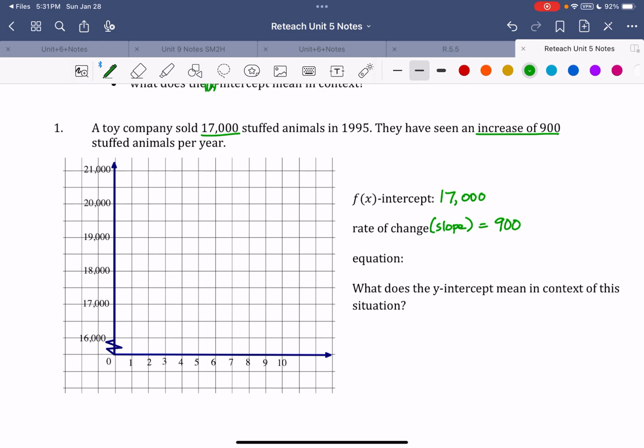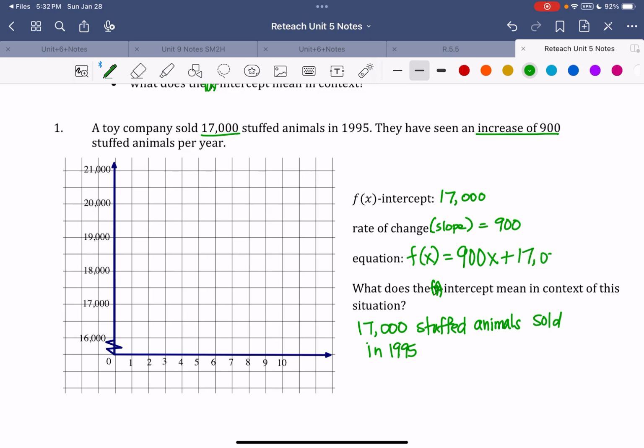Okay, so our, oh my goodness, I missed all these in editing. So f of x intercept means in context of this situation, well, that represents the 17,000 stuffed animals sold in 1995. Our equation, f of x equals 900x plus 17,000.